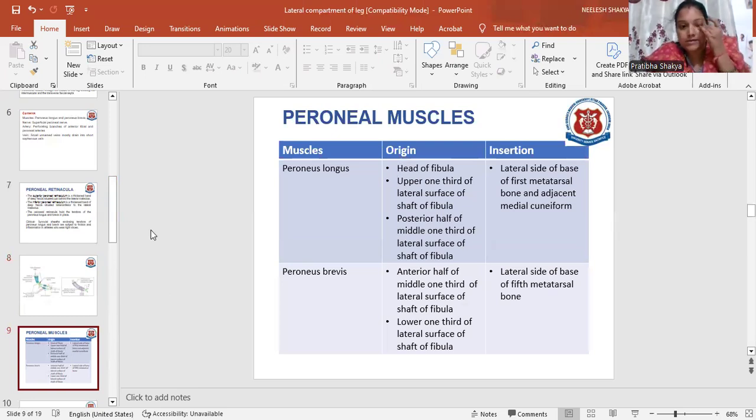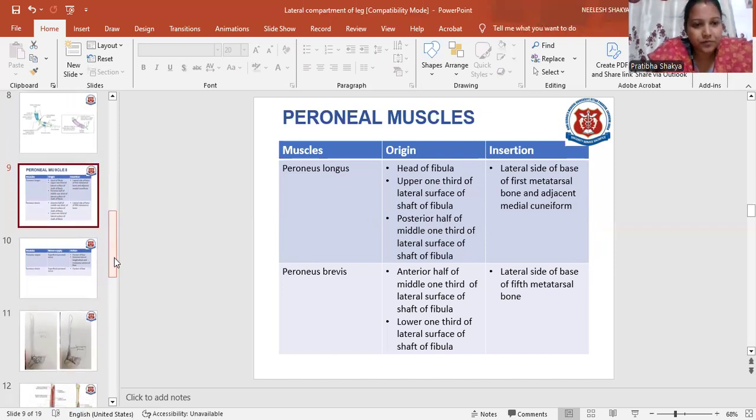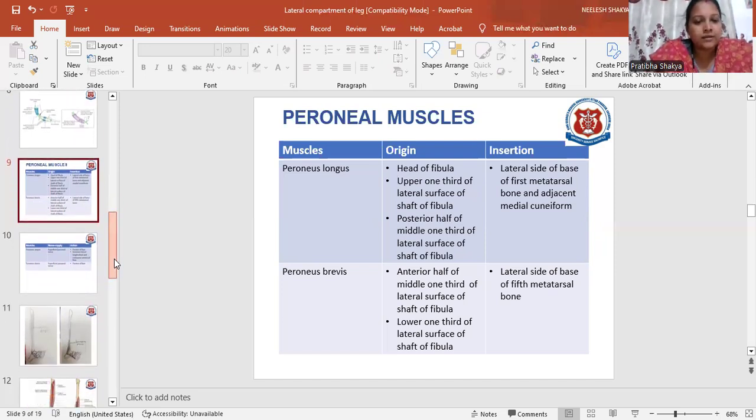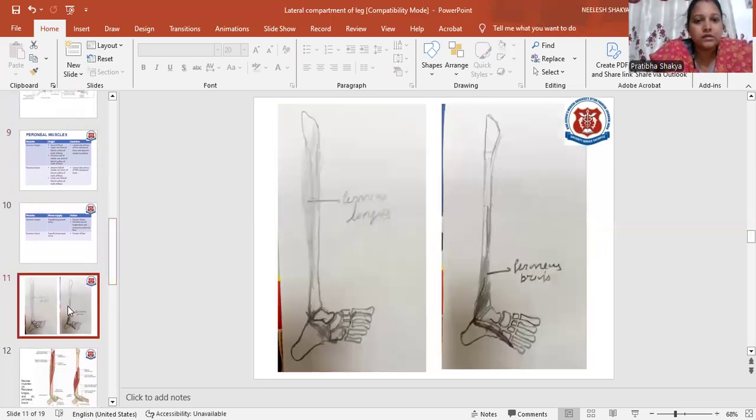Now coming to the peroneal muscles, there are two muscles present, peroneus longus and peroneus brevis, and as we already know, each and every muscle present inside the body, we can understand under four headings: origin, insertion, nerve supply and action. So here we also read these muscles in these headings.